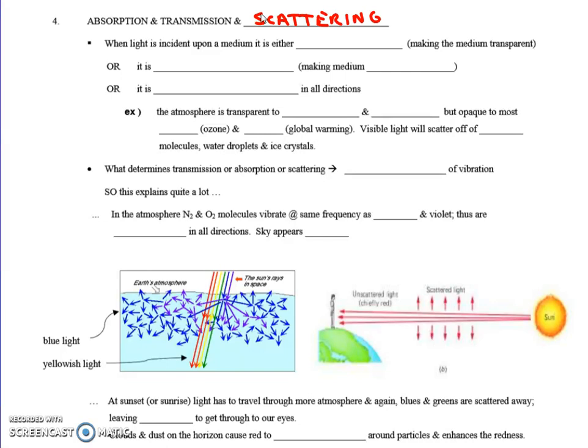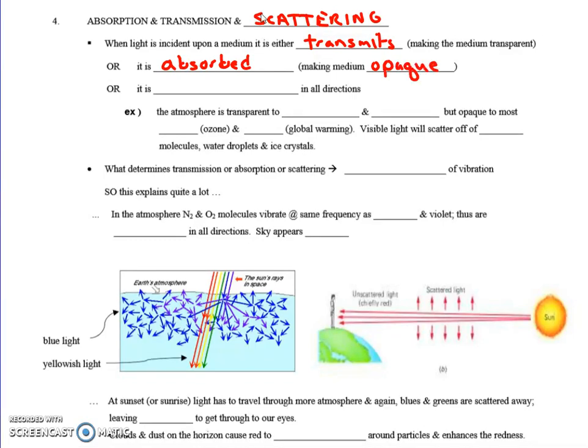So the idea is, and this is a general statement, when light is incident upon a medium, it either transmits, meaning the medium is transparent. In other words, the light goes completely through. It is not impeded in any such way by the medium. Or it is absorbed. That's the exact opposite of transmission, making the medium opaque.